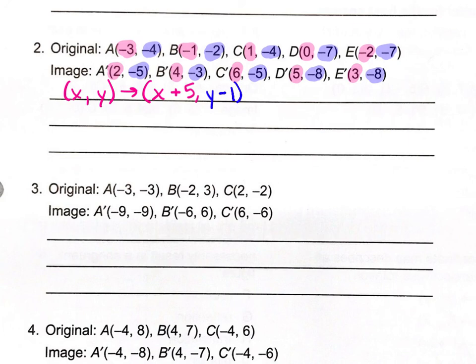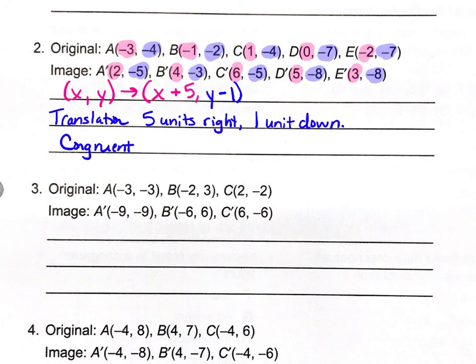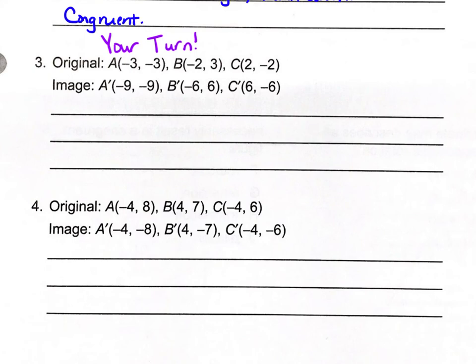So we describe this as a translation 5 units right, 1 unit down. And a translation is congruent. It doesn't change the size of the figures. Okay, your turn. Try number 3 and try number 4. Give yourself a little time. You can pause this video and then come back and check your answers.